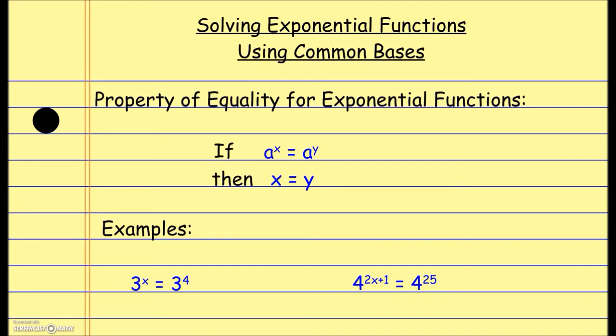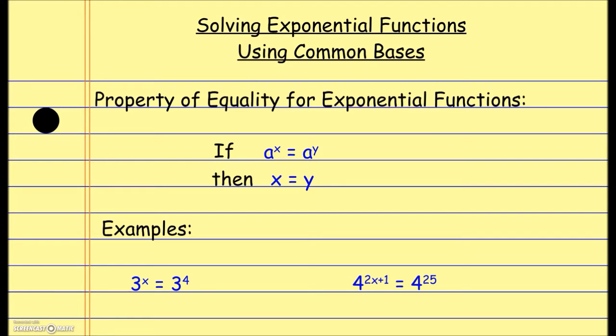So if I have a raised to the x equals a raised to the y, then x has to be the same as y. So if I have the same base and they're both being raised to a power, the exponents have to be equal. If I have 2 to the 5th power, it's got to equal a 2 to the 5th power. It can't be 2 to the 6th power. So if the base is the same, the exponents have to be equal.